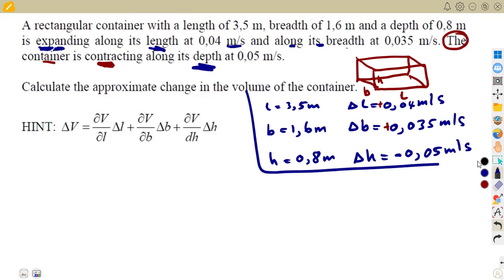You have to be very, very careful on how you take your information. But anyway, the question was to calculate the approximate change. This is what I was saying, this is the proper way of asking the question. Calculate the approximate change in what? In volume.